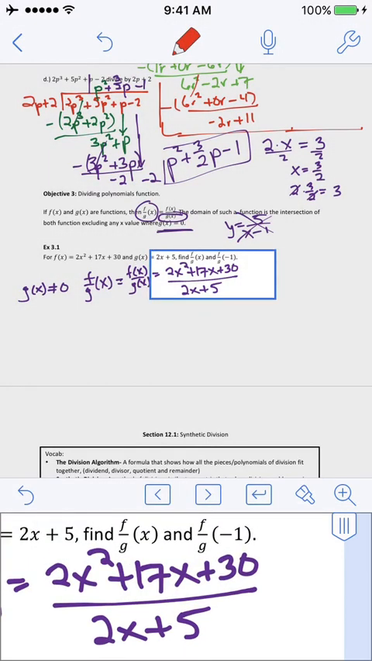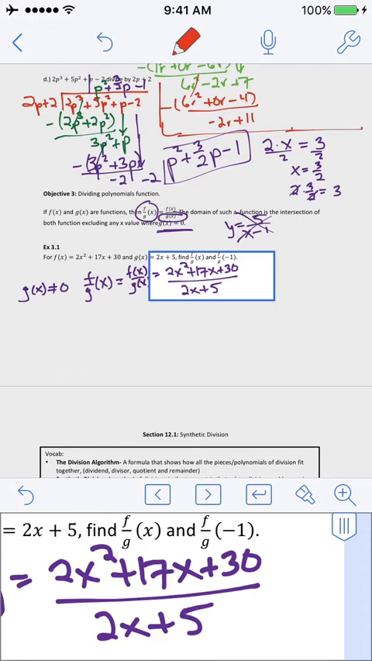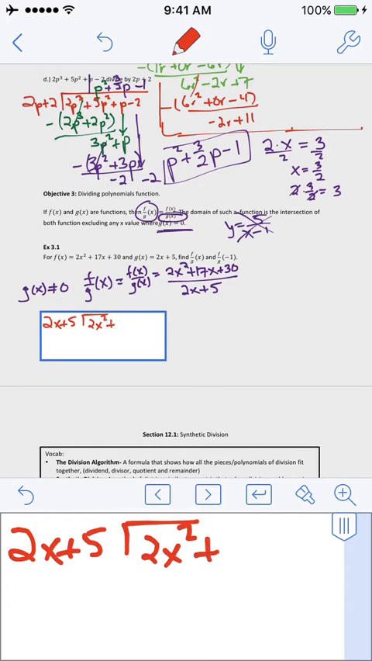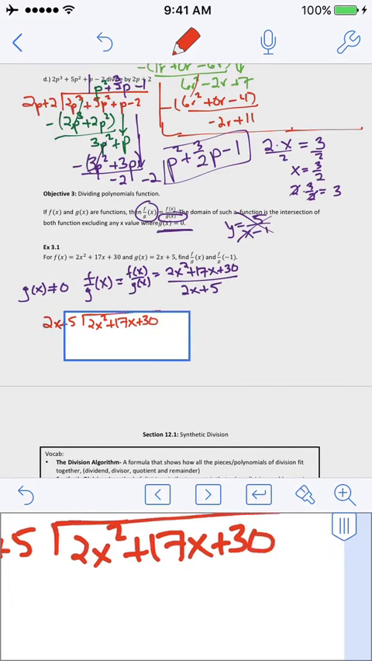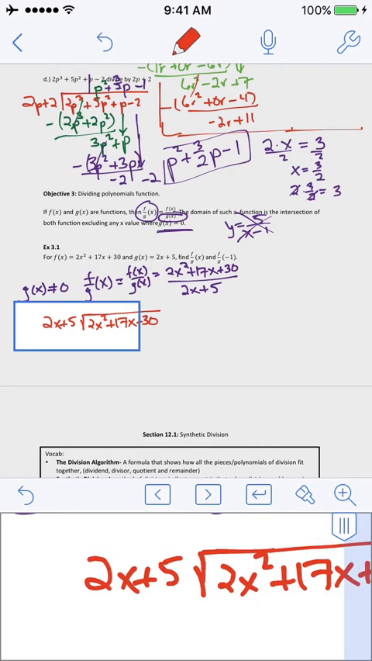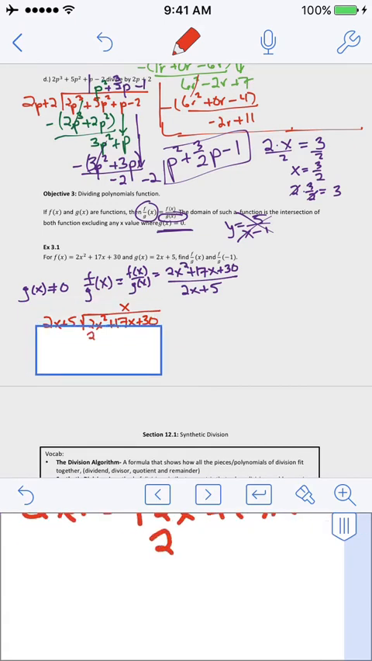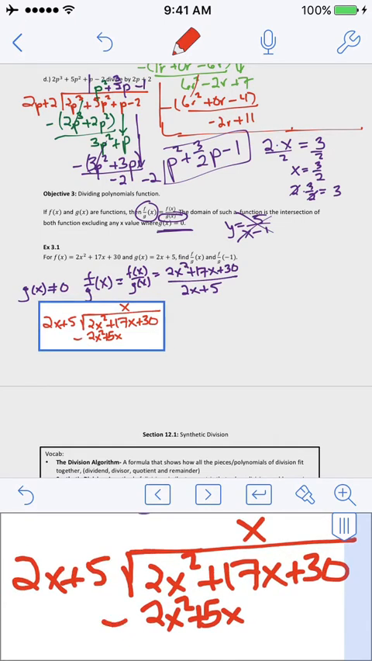So let's go ahead and actually divide those now. We've got a power of 2, a power of 1, a power of 0, and then in our divisor we have a power of 1 and a power of 0, so it looks like we're not missing anything. Don't need to change it, so we have 2x plus 5 dividing 2x squared plus 17x plus 30. Alright, and then we'll start dividing. Cool. 2 goes into 2x, x times, multiplied by x, you get 2x squared plus 5x. Subtract those two.